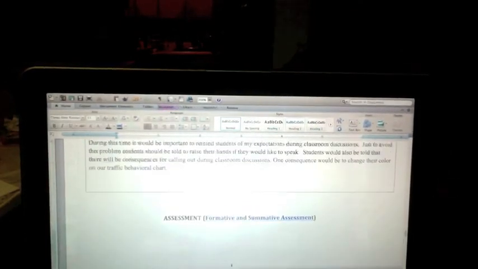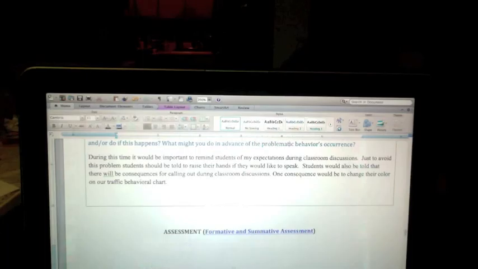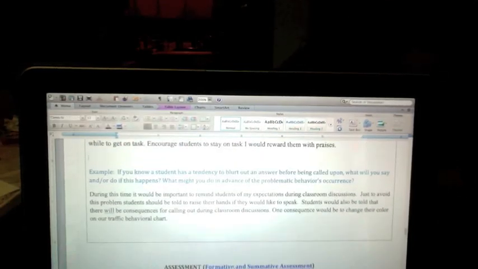If there are any students who are known for calling out, I would definitely eliminate this by reminding them of the rules, and if necessary, then I would refer to my traffic behavioral chart where it's red, yellow, and green. If they're not on task, they move down to yellow. If I have to continue to speak to them about the same thing, they just move along to red.